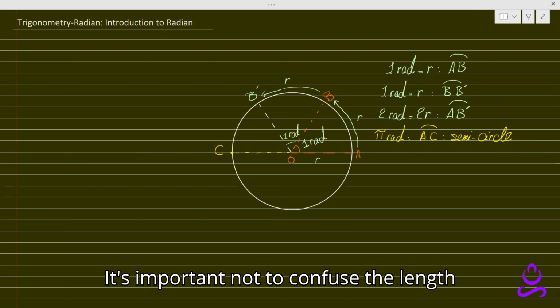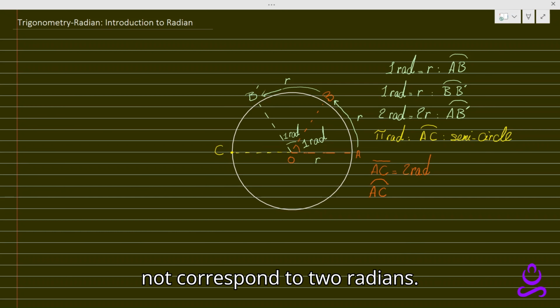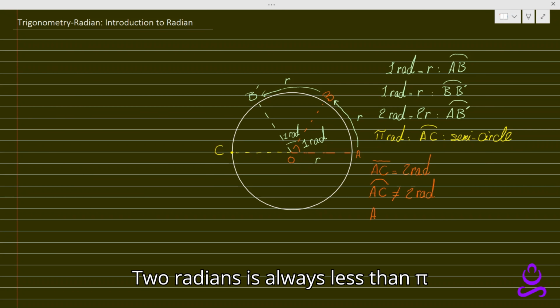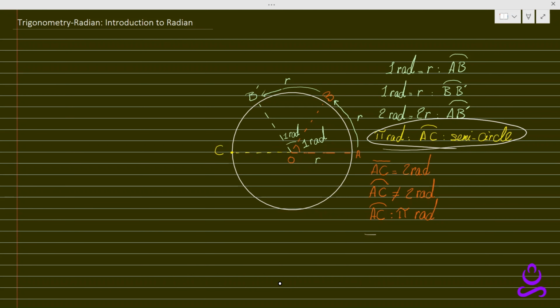It's important not to confuse the length of the arc AC with the length of the diameter. The diameter is 2r or twice the radius, but it does not correspond to 2 radians. 2 radians is always less than pi radians, which is the length of the arc forming a semicircle.